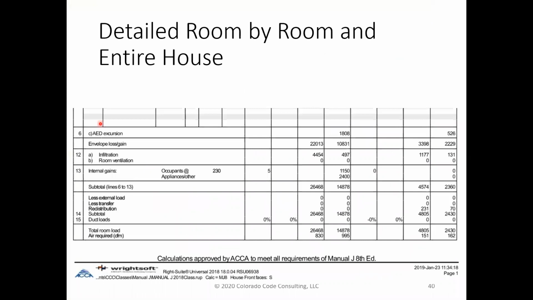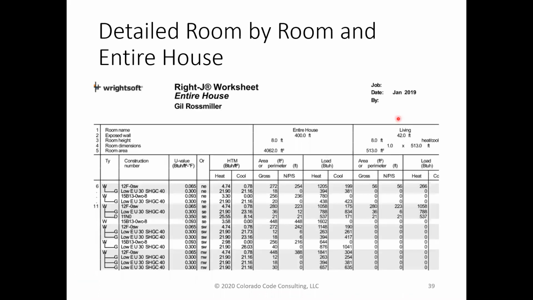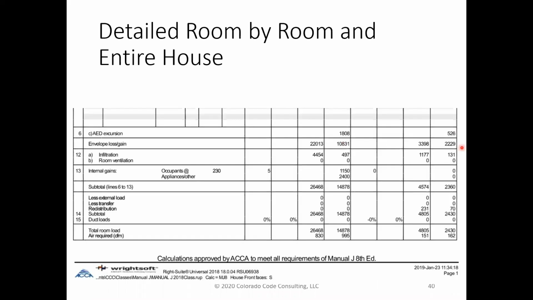So here, we're looking at the bottom of that page once again, yes? Here is the excursion. Here it is for the total house. And here it is for that particular room. So in this particular case, it was the living room. So in the living room, it has this excursion of just a small amount, only 526 BTUs, not much to lose any sleep over, okay?